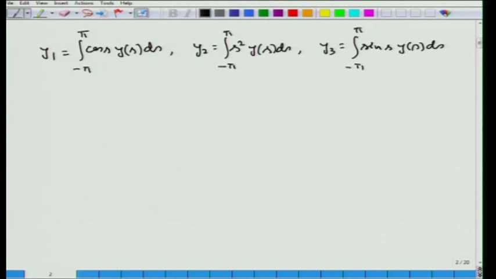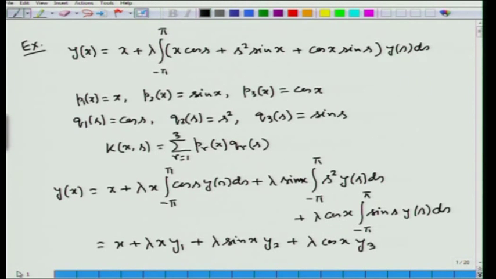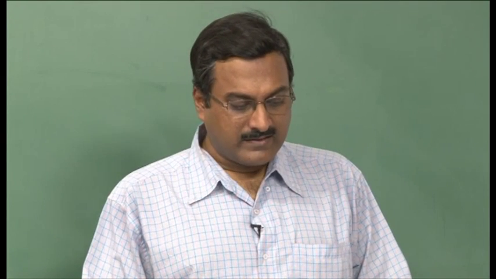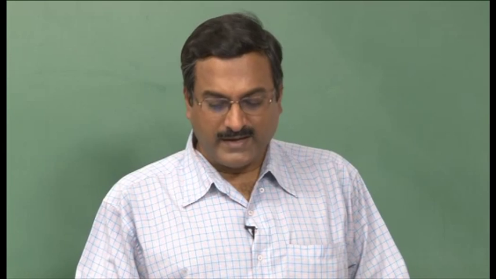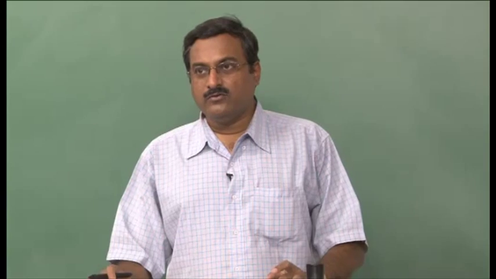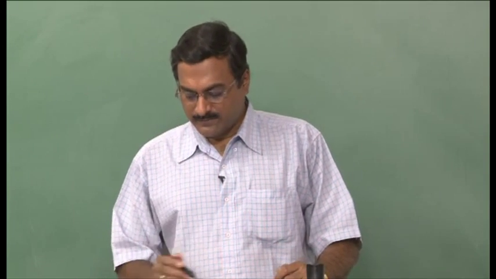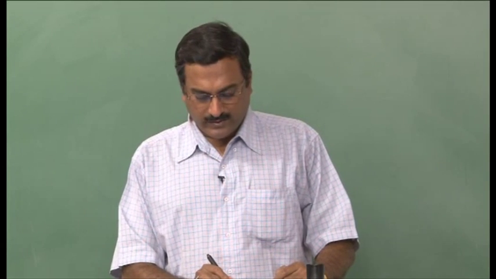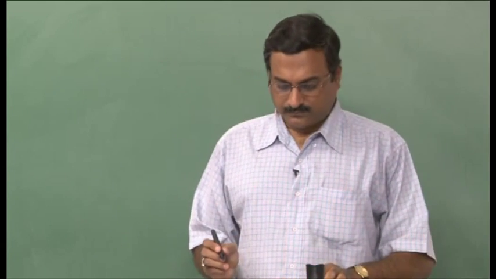As we discussed in the last lecture, now we have to multiply this expression, that is y x equal to x plus lambda x y 1 plus lambda sin x y 2 plus lambda cosine x y 3, by cosine x, x square and sin x respectively, and then integrate from minus pi to plus pi in order to constitute the system of linear equations for y 1, y 2, y 3. So, we can do that.